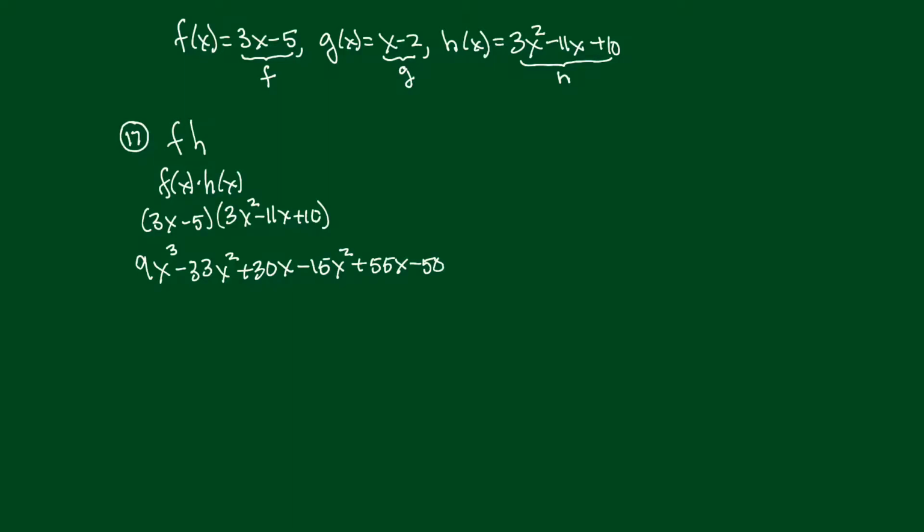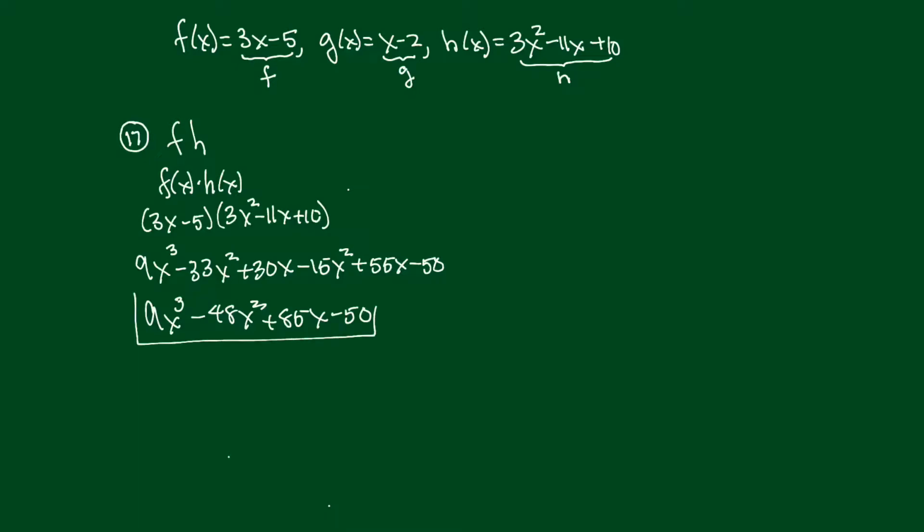Now let's just combine terms. 9x cubed, that's going to be it. How many x squared? We've got negative 33 and subtract 15, so we are at minus 48x squared. And then x's, there's 30 of them here, and we're going to add 55, so we're at 85 x's. And then minus 50. So this is what we're looking for right here.